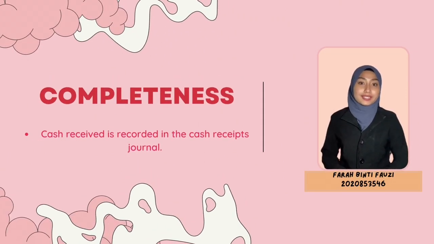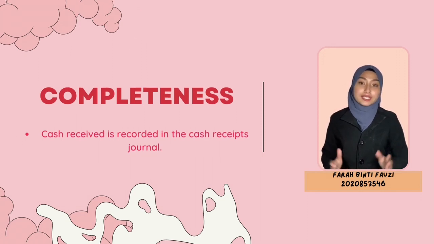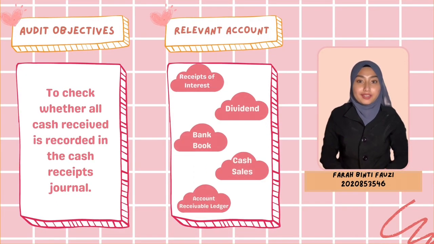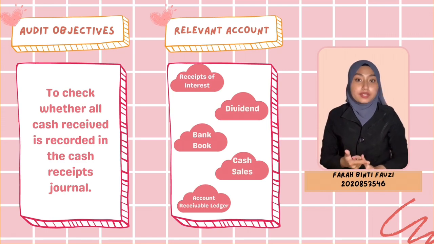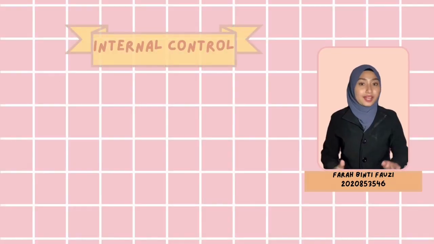Move on to the next section in cash receipts, completeness. Completeness means cash receipt is recorded in the cash receipt journal. The audit objective of completeness in cash receipts is to check whether all cash receipt is recorded in the cash receipt journal. On the other hand, there are 5 relevant accounts, which are receipts of interest, dividend, bank book, cash sales, and account receivable ledger.